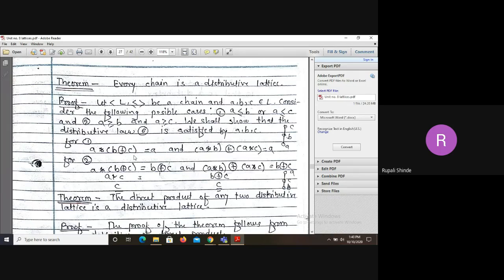That's why we can prove that every chain is a distributive lattice, because in the first as well as the second case, we have found a chain of three elements, A, B, C, and here B, C, A. All the elements are connected in sequence. That's why this is called a chain of elements. And from this, we can prove that every chain is a distributive lattice. Understood this proof?